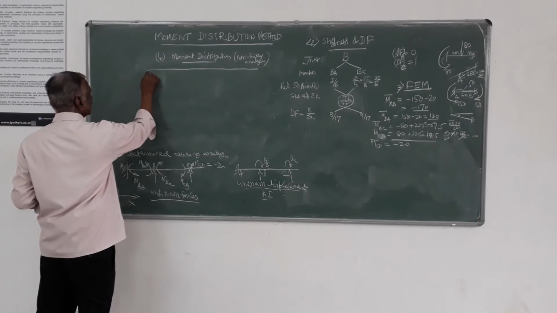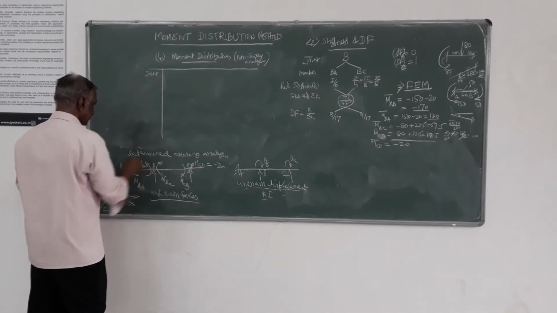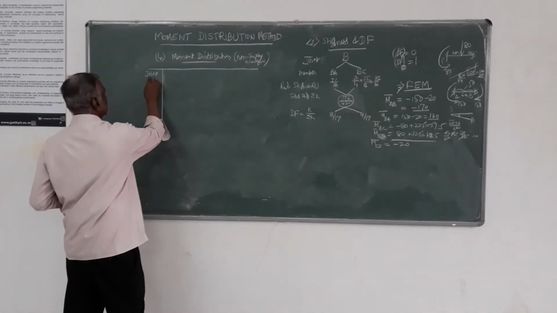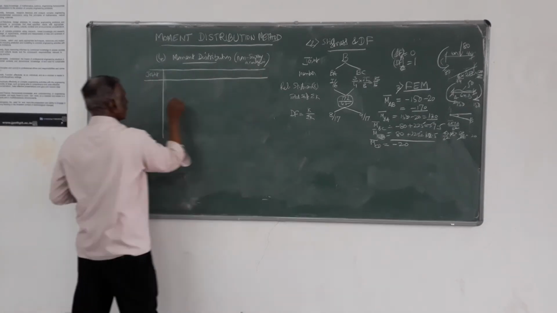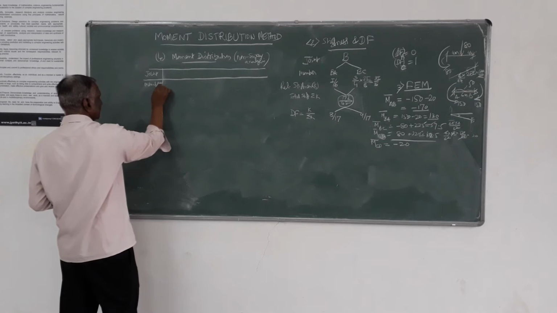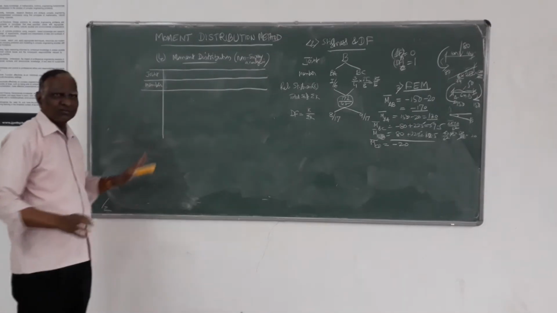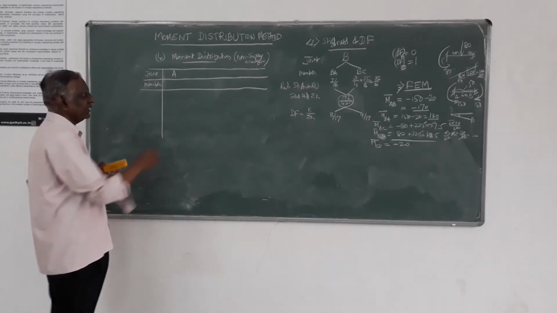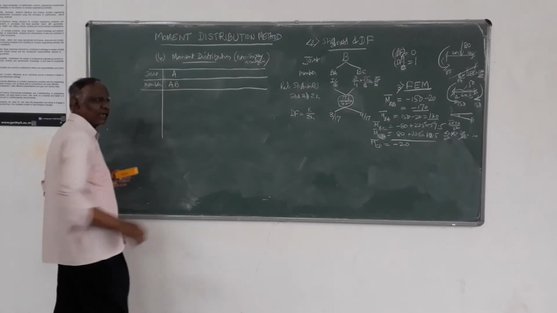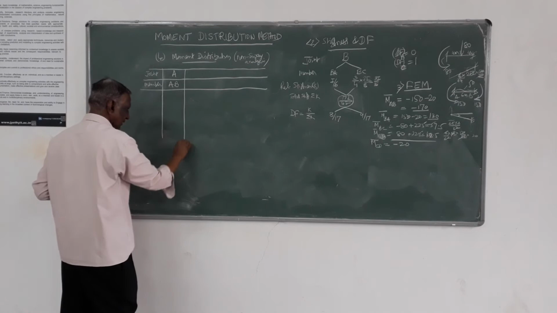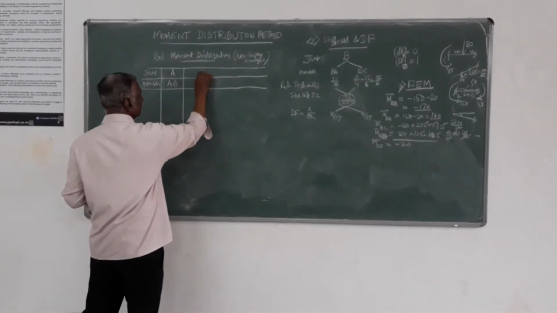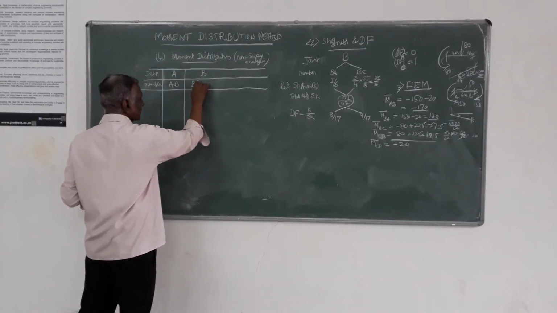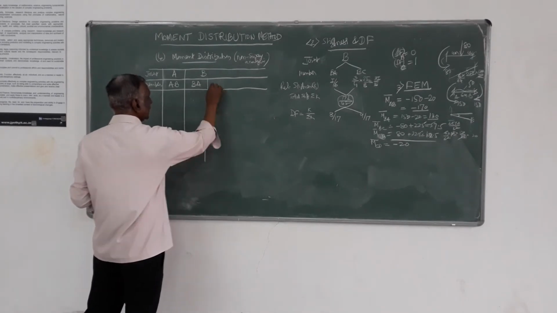So first I will write joint. Next, you write member. This I will fill it up. First, joint A. How many members are there at the joint A? Only one member, that is AB. You write, that's all, over. Then joint B, there are two members, BA left side, BC right side, because it is a continuous joint. BA, BC.